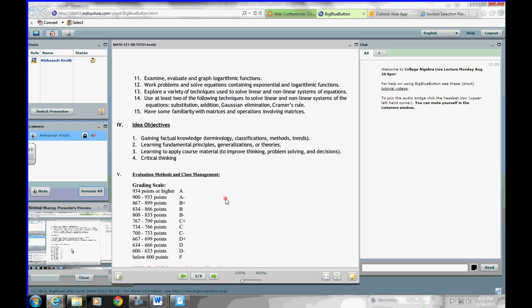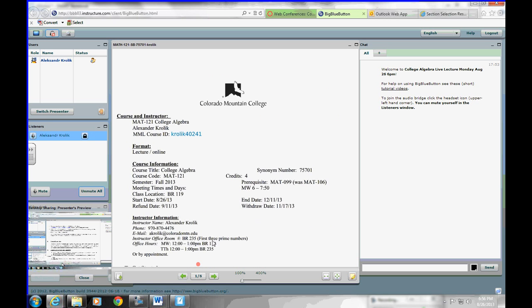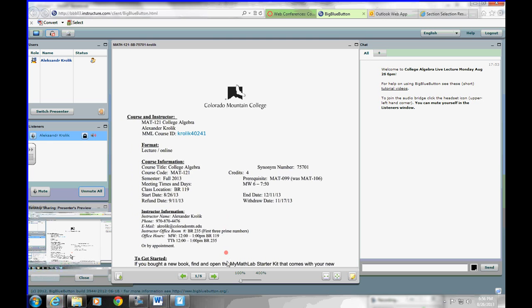Now, the grade structure is pretty straightforward. Your total is 1,000 points, and that's how your grade is going to be worked out. Okay, any other questions? That all makes sense? What am I forgetting? I always forget something important.